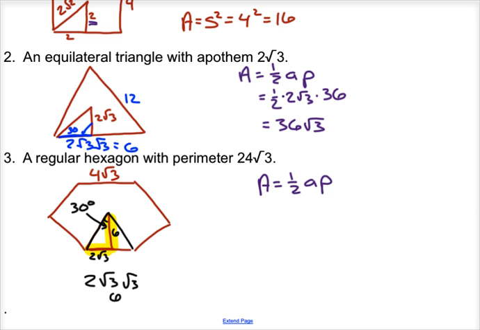Now when I go to my formula, I get 1/2 times the apothem, which is a 6, times the perimeter, which they told me is 24 square roots of 3. Well, half of 6 is 3. 3 times 24 is going to be 72, and then I still have the square root of 3.